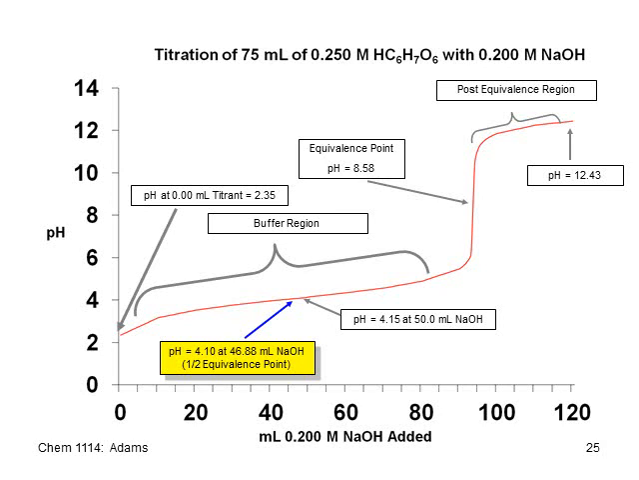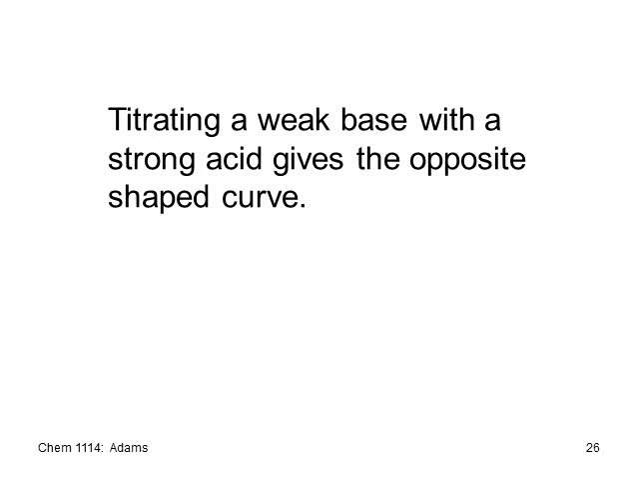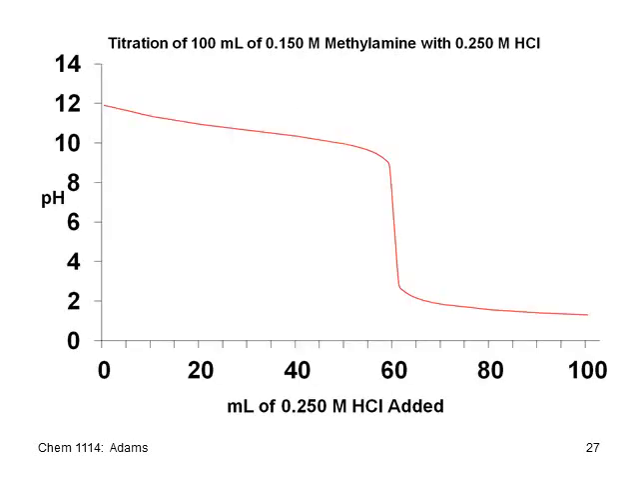And that is it for a weak acid titrated with a strong base. If we wanted to titrate a weak base with a strong acid, we're going to get the opposite shaped curve. And that should be the next picture in your lab manual. Looking as such. This one I did methylamine titrated with hydrochloric acid.